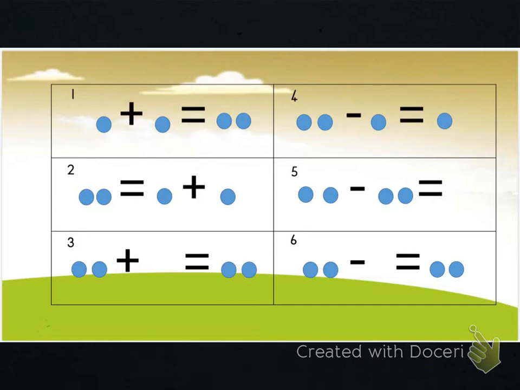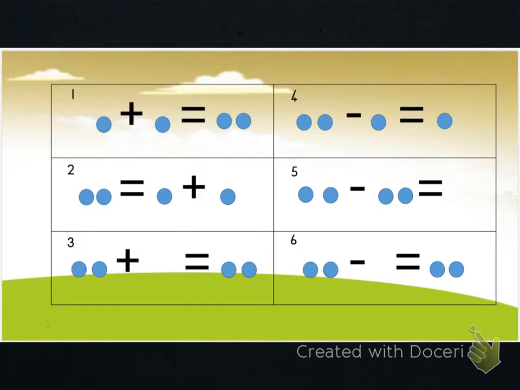In block number 3, we have 2 dots plus nothing, no dots. Why nothing? Because we are doing bonds of 2, and we already have 2, so we cannot add more. Otherwise, our total, our answer, will be more than 2. So 2 plus nothing, 0, will give you 2. In block number 4, you will see 2 dots minus 1 dot. If I have 2 dots and I take away 1, I will only have 1 left. So 2 minus 1 is 1.